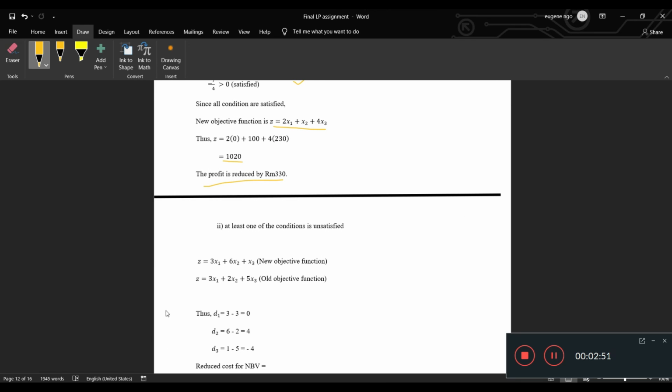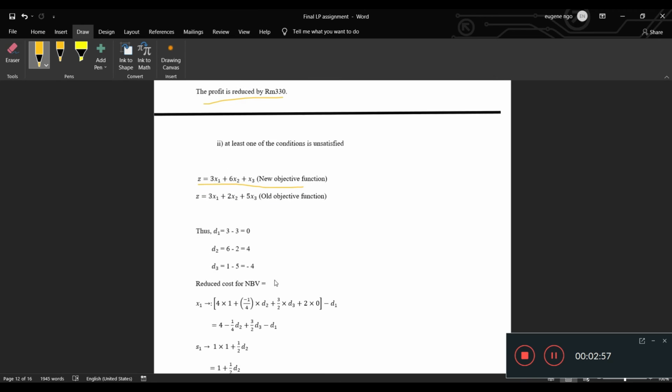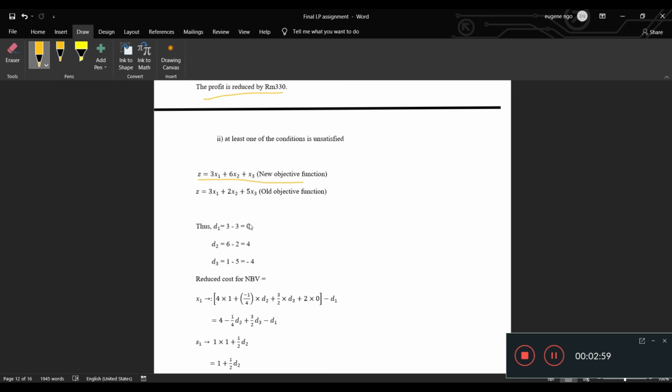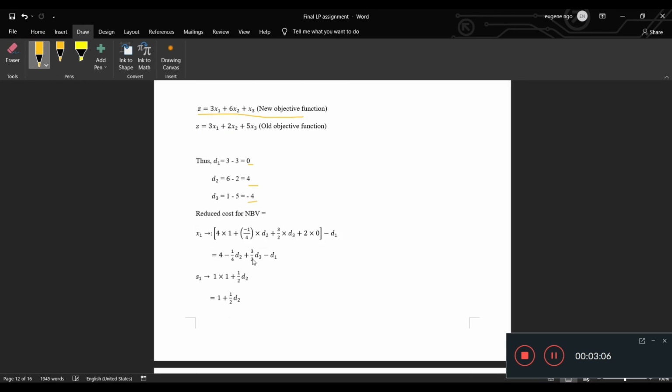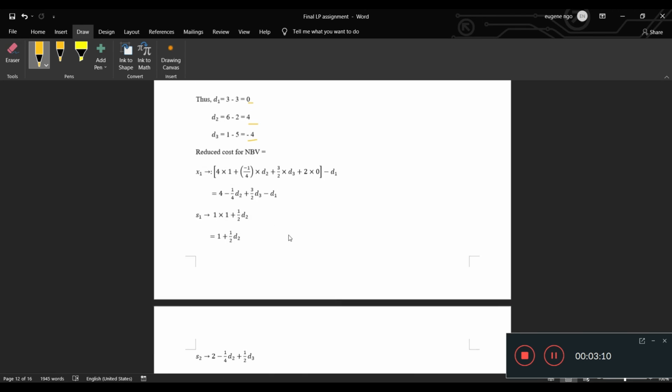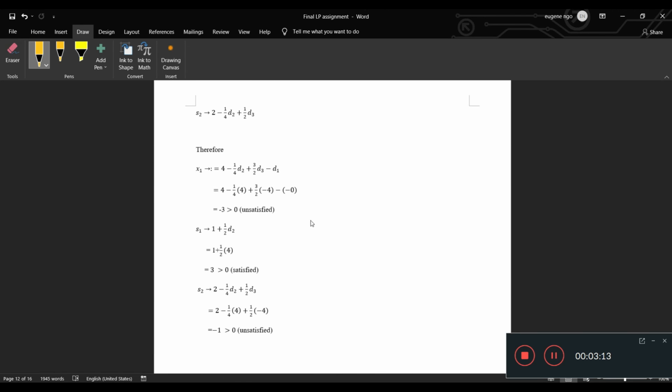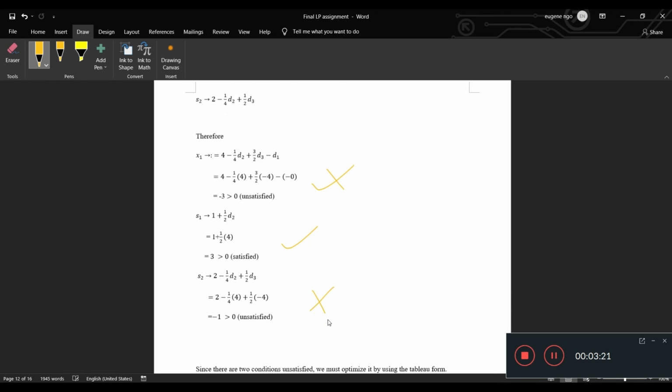Next, at least one condition is unsatisfied. Given the new objective function is 3x1 plus 6x2 plus x3, when we find d, using the same method, new minus old, we get 0, 4, and negative 4. We use the same table because it's the same question, so I expect the same formulas. So you get negative 3, unsatisfied. 3 is greater than 0, satisfied. Negative 1 is not greater than 0, so it's unsatisfied.